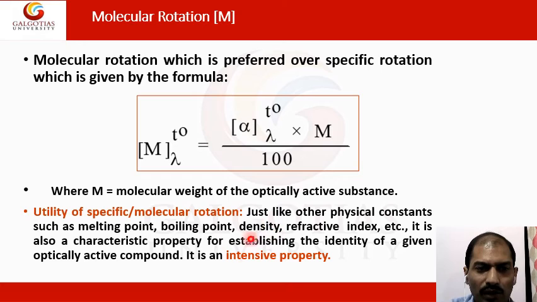So these are some of the characteristics, but the more important point is molecular rotation. Molecular rotation can also be calculated by putting in the value of alpha and the molecular weight of that particular optically active substance. By putting in these values you can find the molecular rotation as well.